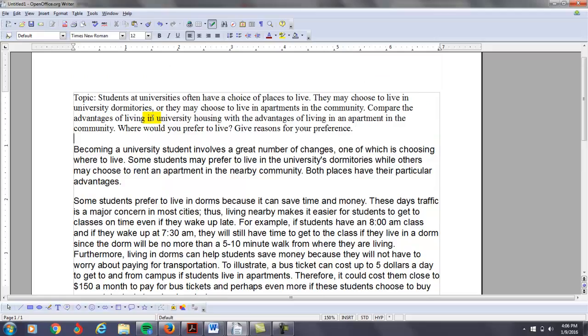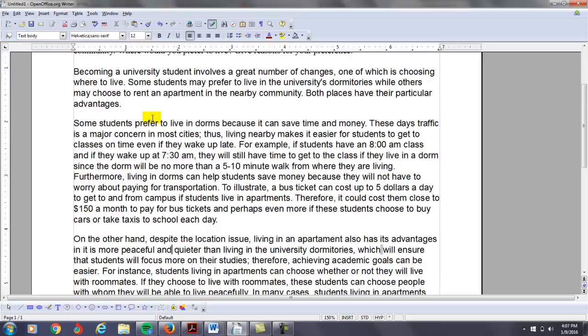Now, most likely, I may not correct every single thing here. This is kind of like a live thing. I'm doing it as I speak. But let's see what we have. Becoming a university student involves a great number of changes, one of which is choosing where to live. Some students may prefer to live in the university's dormitories, while others may choose to rent an apartment in the nearby community. Both places have their particular advantages. Notice we kept that first paragraph kind of short, but we spent a lot of time developing your body paragraphs.